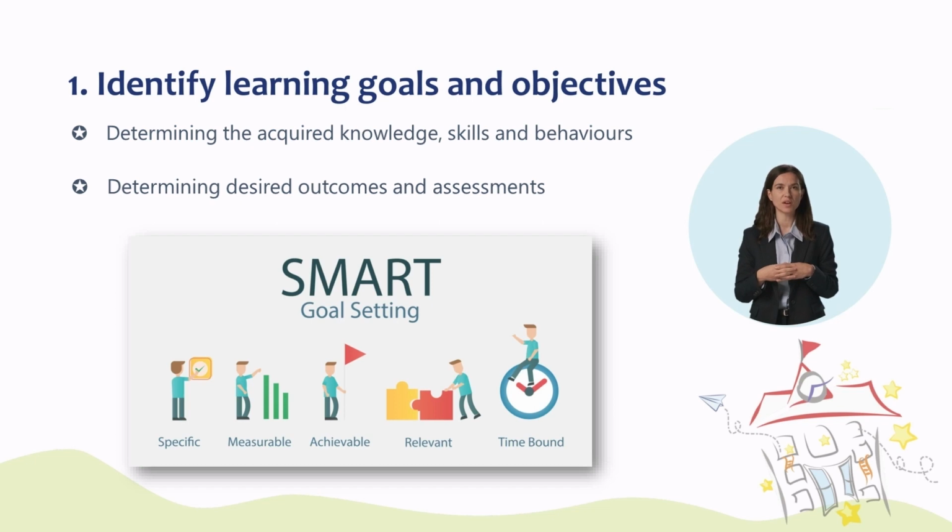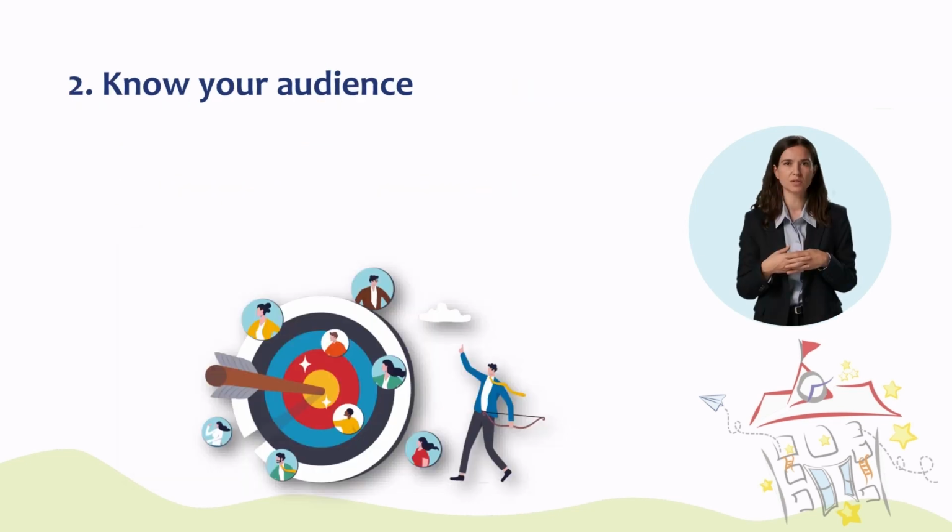To illustrate this concept, let's imagine that you've been assigned the task of designing a gamified language learning app. In this scenario, the primary learning objective would be to assist learners in improving their vocabulary skills. By setting this clear and specific objective, you can proceed to the next phase of the design process, confident in your direction and purpose. The second step is to know your audience.